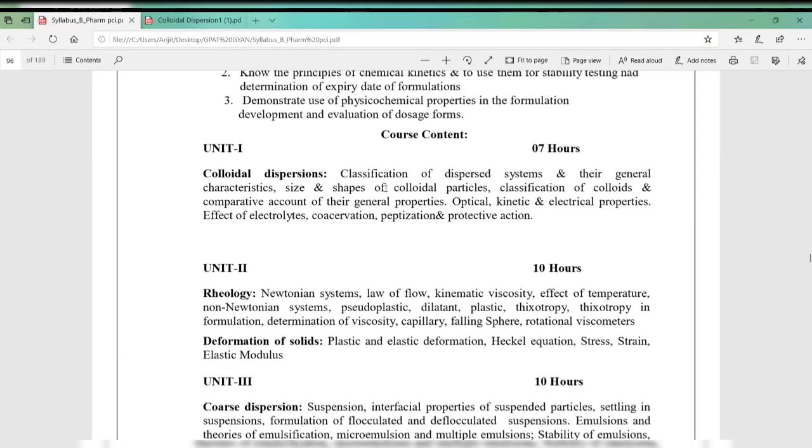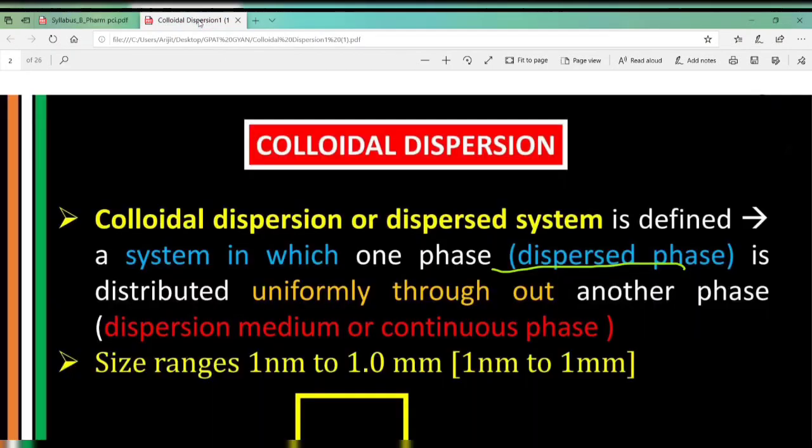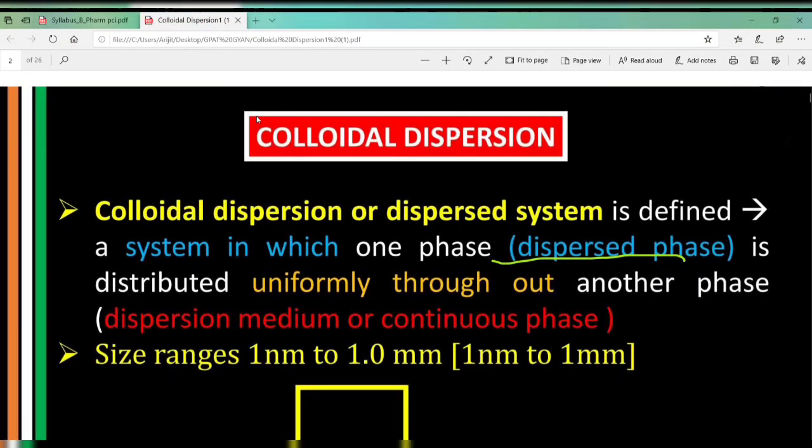because I'll start that today. So, colloidal dispersions. By this term, there are actually two terms here: one is colloid, and the other is dispersion. You have to know what a colloid is and what a dispersion is. A colloid is a heterogeneous, polyphasic system where the particle size is from 1 nanometer to 1 micrometer. I can tell you in a very easy way.